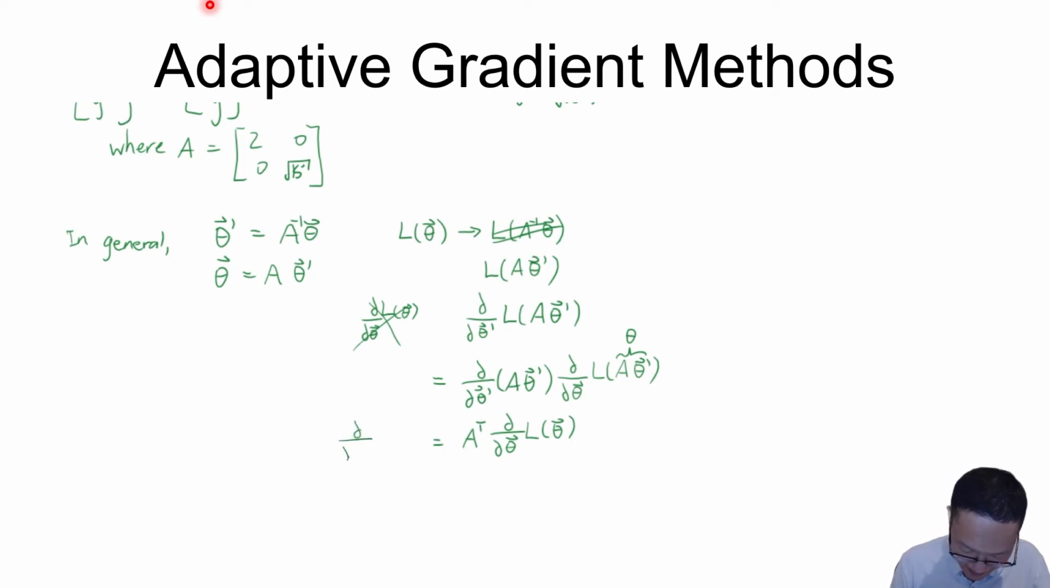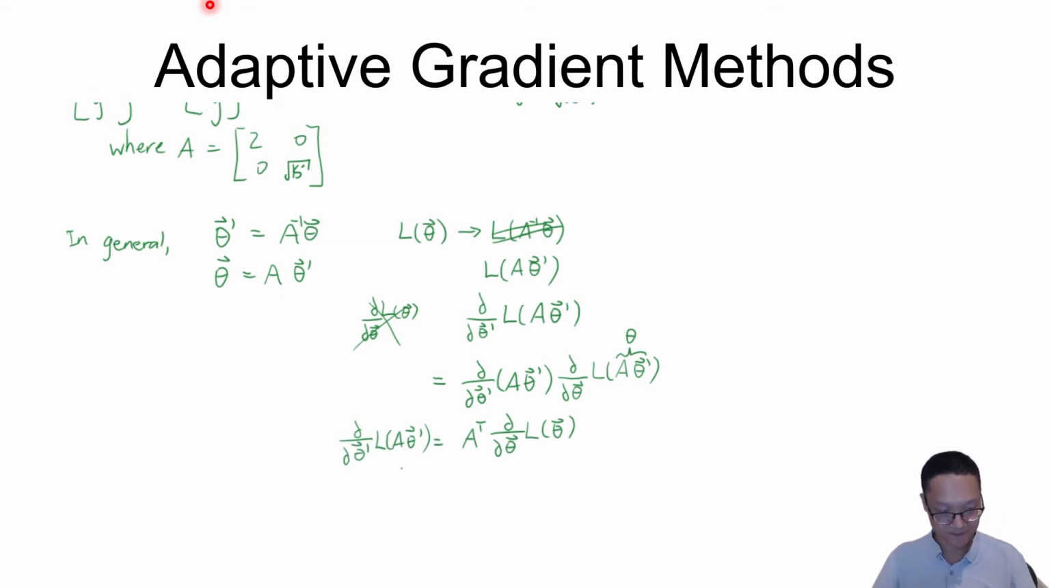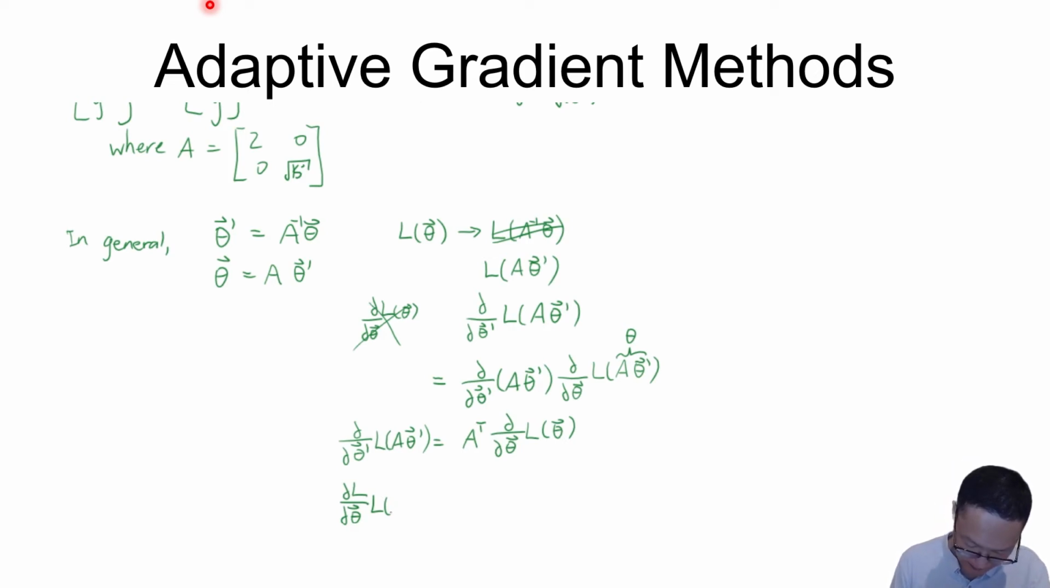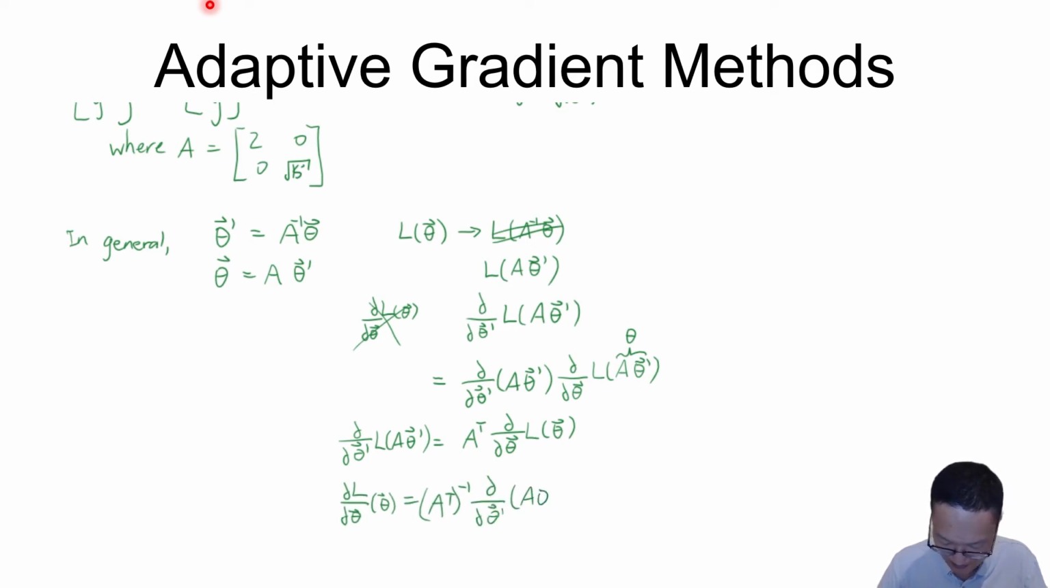So basically the new gradient in the new variable would be equal to some matrix times the previous gradient. And we can always invert it. So then the original gradient can be written as A transpose inverse of the other gradient that we just got.